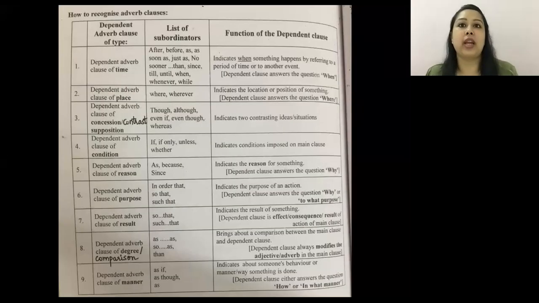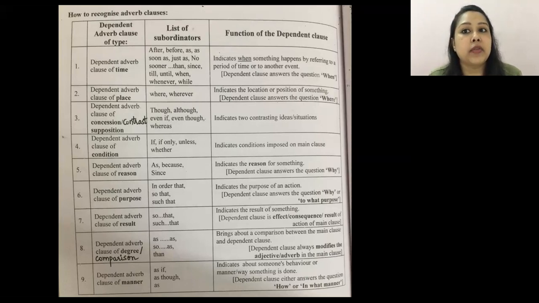Adverb clause of time. There is a certain list of subordinators like after, before, as soon as, just as, no sooner than, since, till, until, when, whenever, while. Now while, how it is used, again, very important. While can be a part of your subordinate adverb clause of time. Then you have place, where and wherever are the subordinators you use in adverb clause of place. Then you have concession, supposition, contrast, and you have words like though, although, even if, even though, whereas. These words.